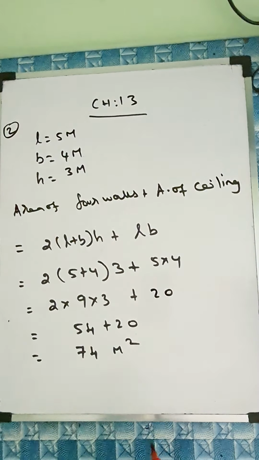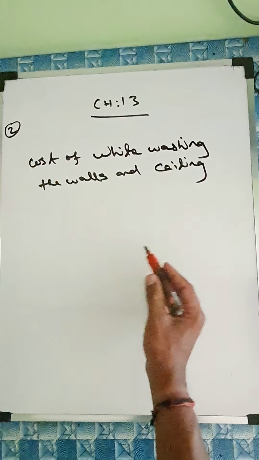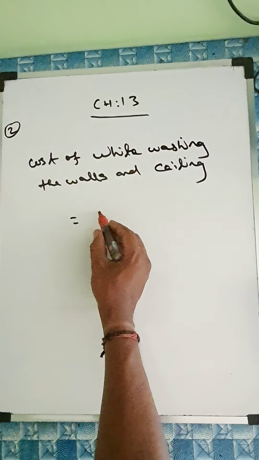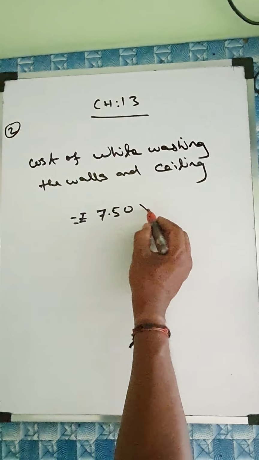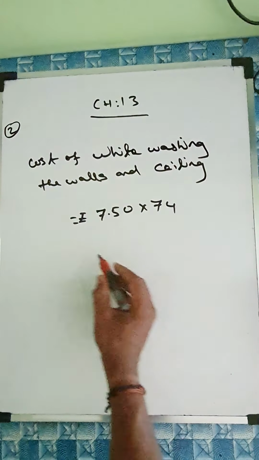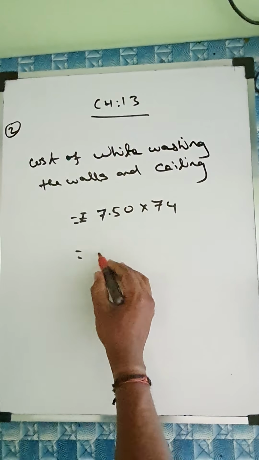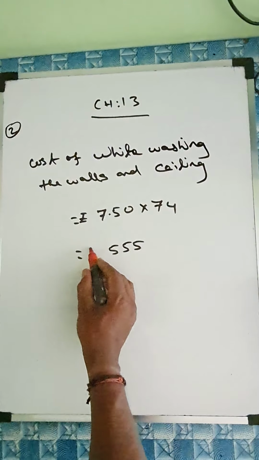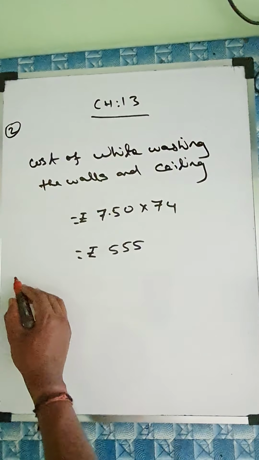Okay, and same as the last question, we'll do the same. The cost for 1 meter square is 7.50, then we will multiply by 74. So therefore the cost of whitewashing the walls and ceiling is equal to, you write here straightaway, 7.50 given in the question, into the answer we got, 74. Okay, so if you multiply these two, we'll get the answer. So the answer is 555 rupees. Okay, so 555 rupees.